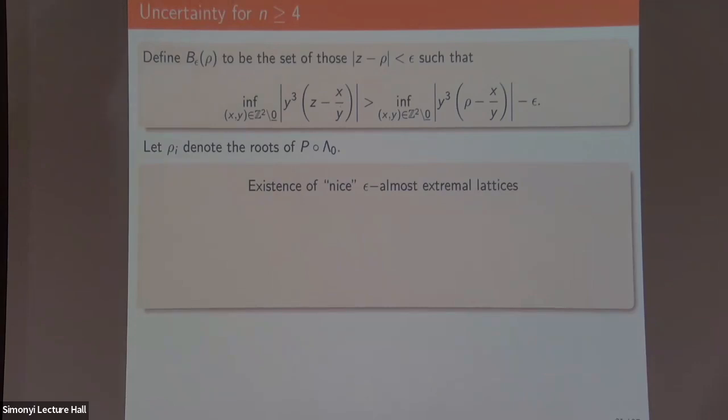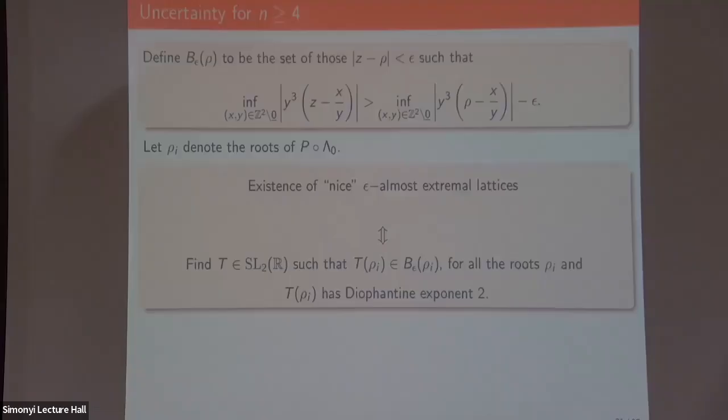In order to find an epsilon almost extremal with good Davenport properties, what one has to do is find some matrix T in SL2R such that, when acting as a Mobius transformation, it sends rho_i to be epsilon-close to rho_i. Of course, if we pick the identity, it would do that. But we're also asking that T of rho_i should have Davenport exponent 2 too.